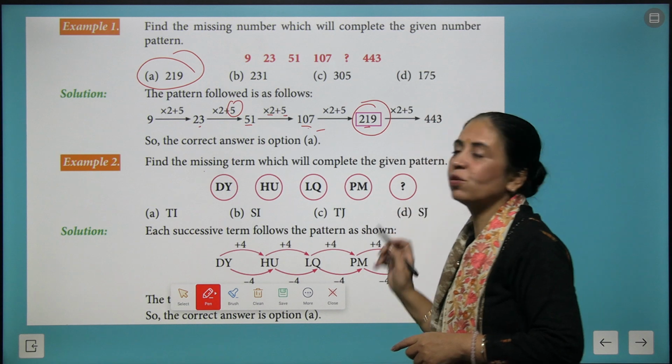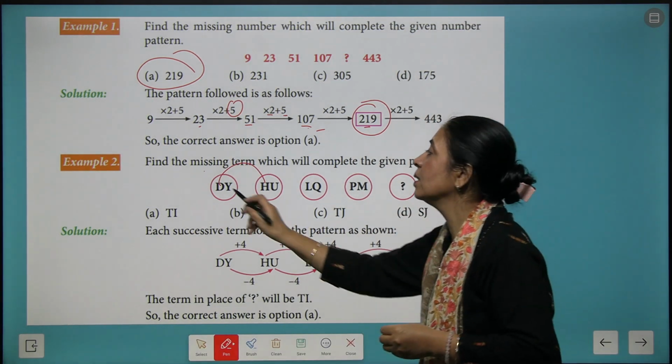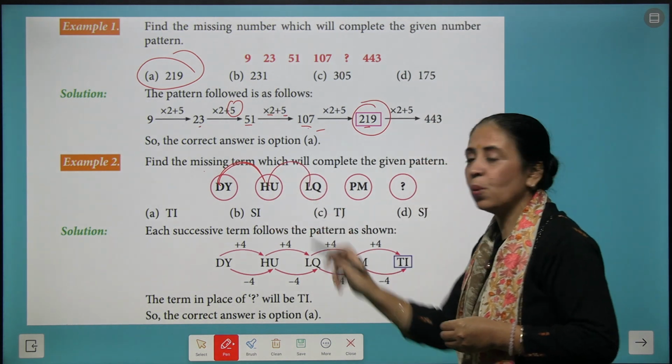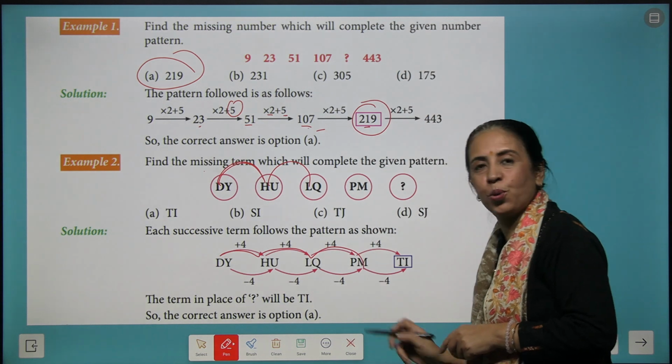Now here you have to find the missing term. Let's first see how D turns to H, H turns to L. That's absolutely correct. We are adding 4 to it.